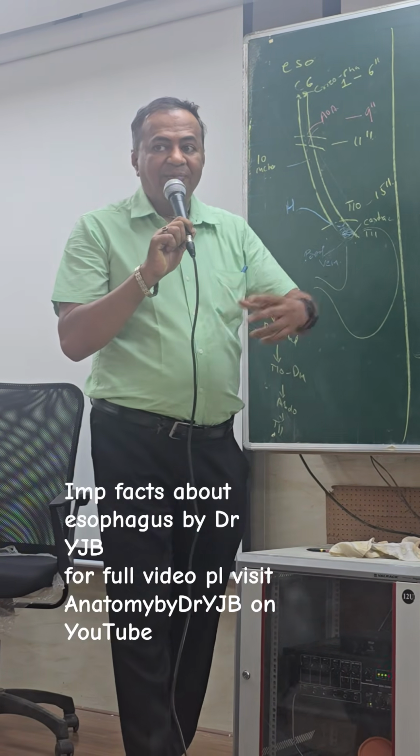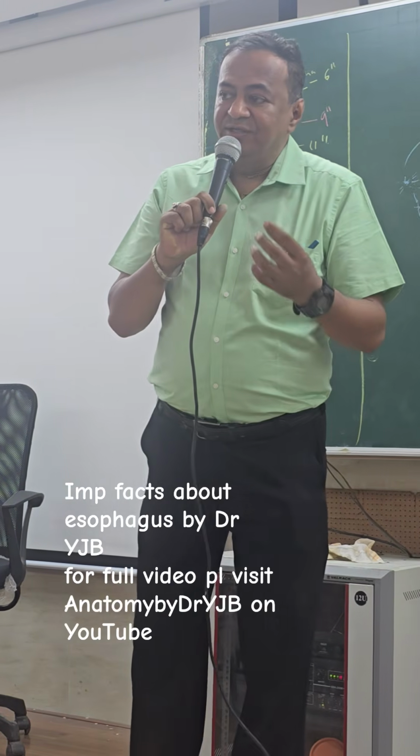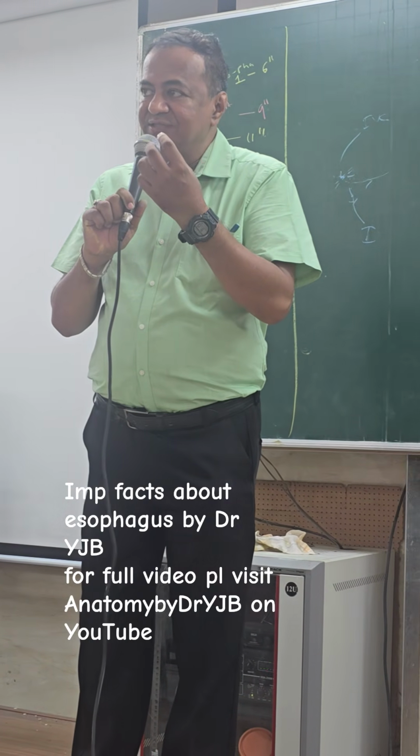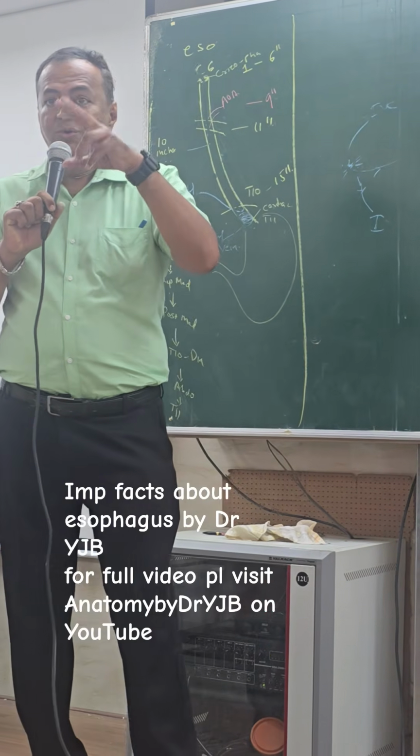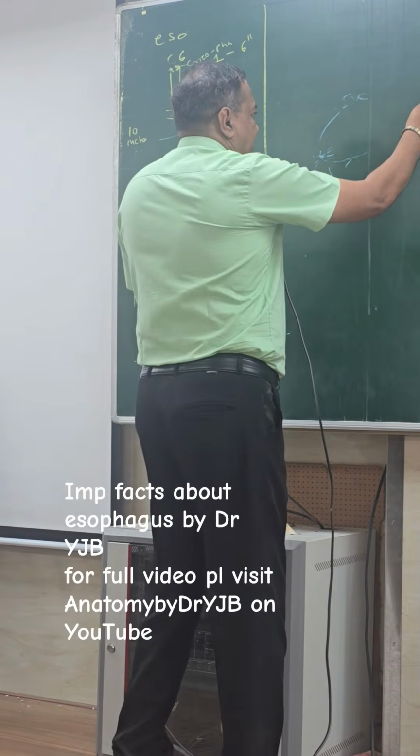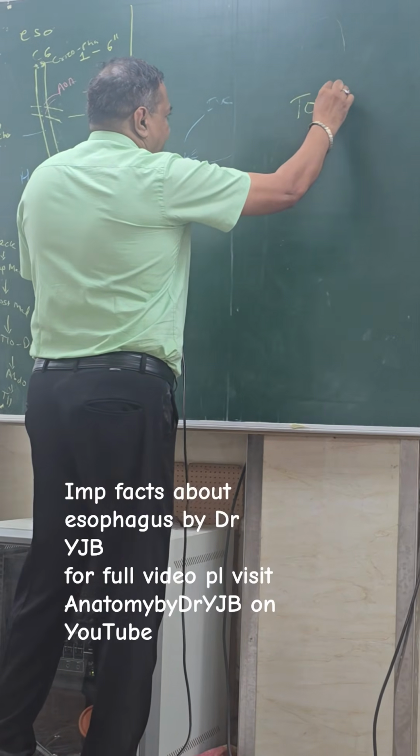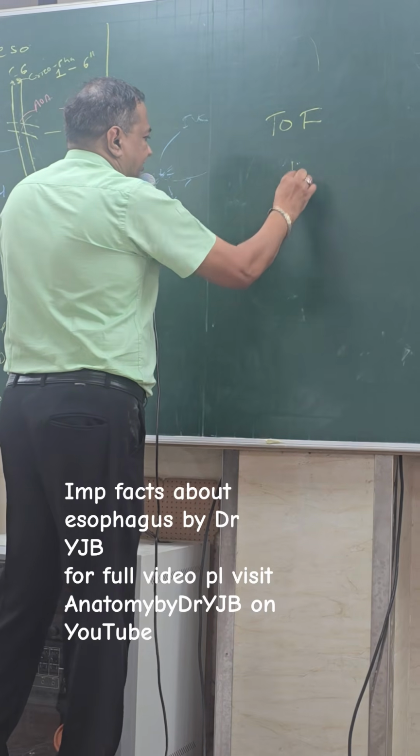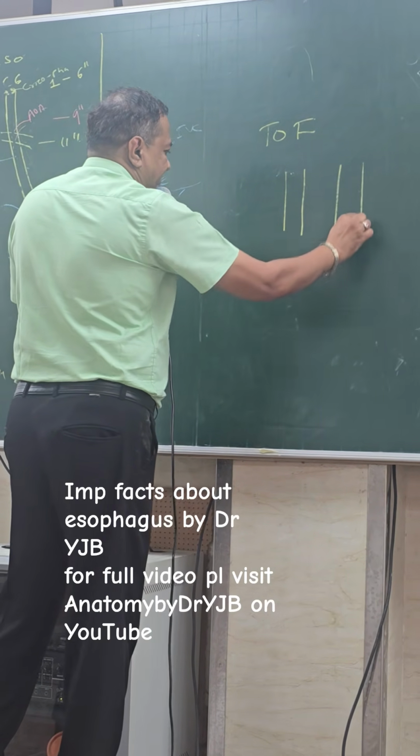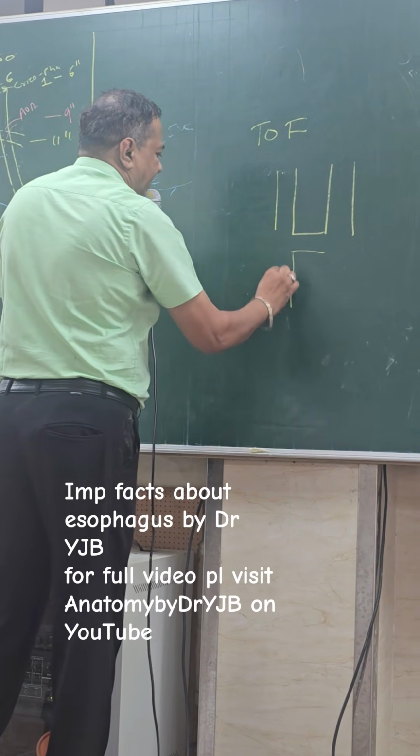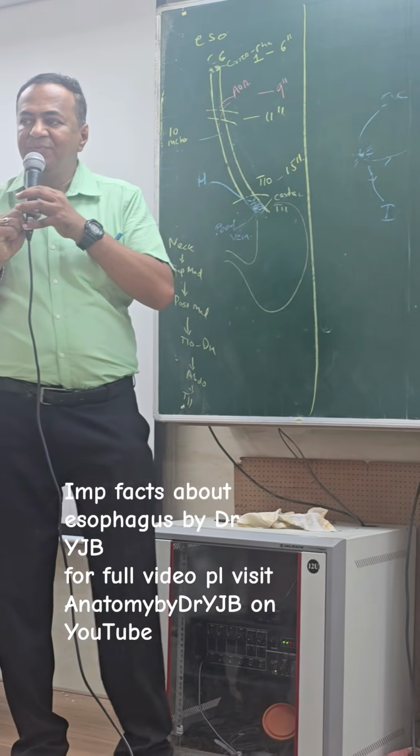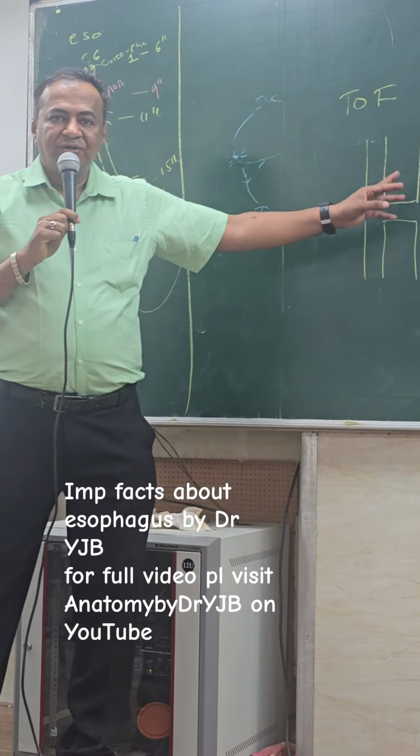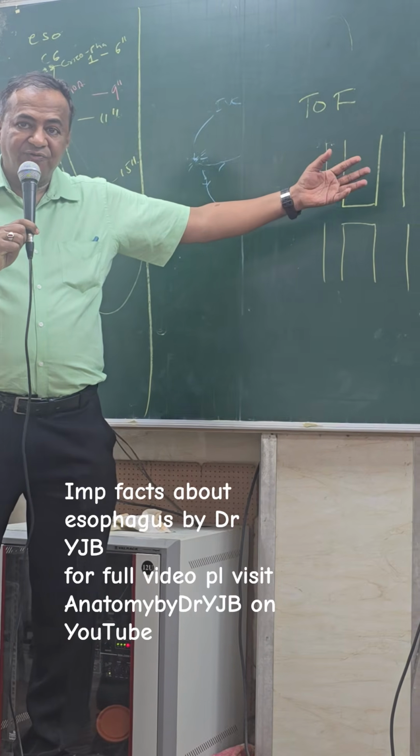The applied anatomy of the esophagus is esophagitis, where acid damages the esophagus. And second is TOF, the tracheoesophageal fistula. Because the trachea and esophagus develop from the same source, sometimes the separation is incomplete. This leads to TOF. There are multiple types of TOF.